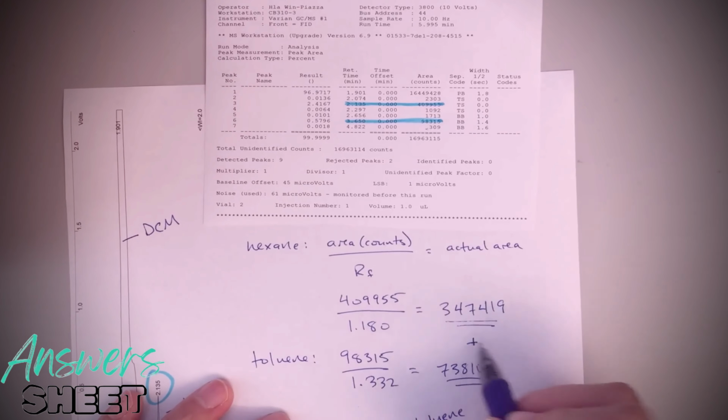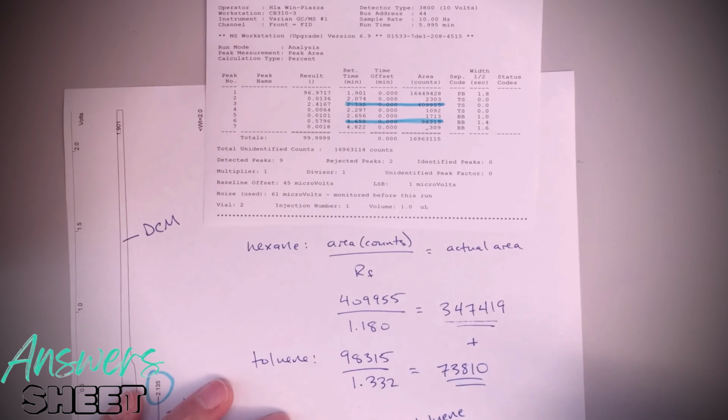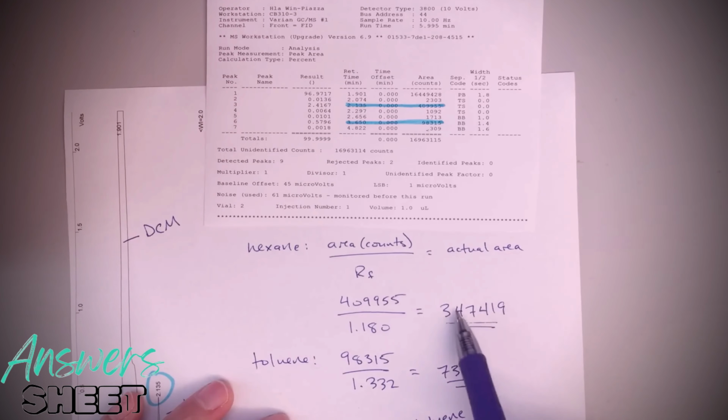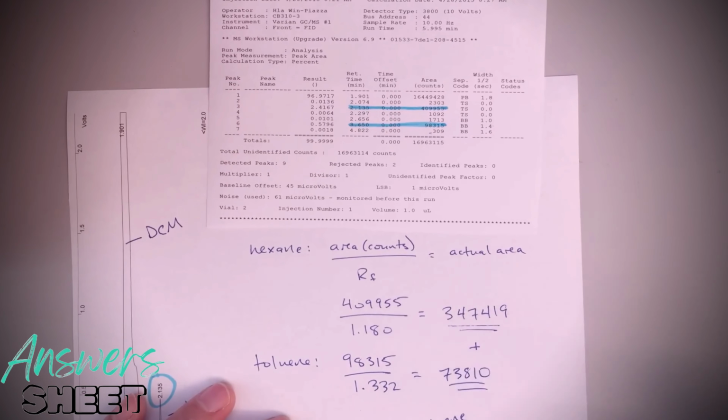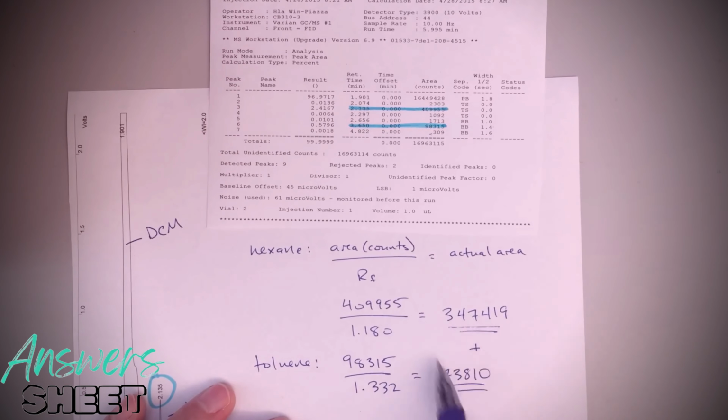And so if I add these together, that's going to give me my total area, right? Then if I want to find my percentage of hexane, I'll take this value divided by the total value. That gives me my percentage of hexane. And then the same thing for toluene. So these two percentages should add up to 100.